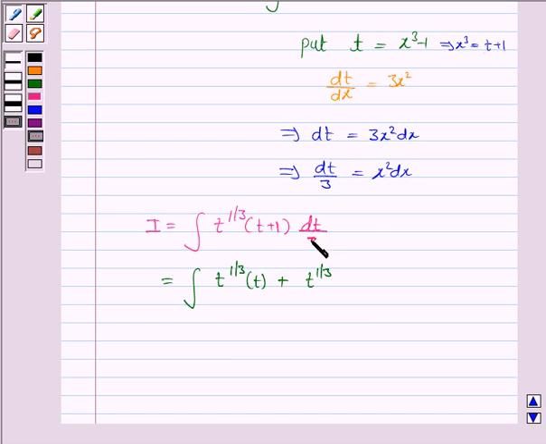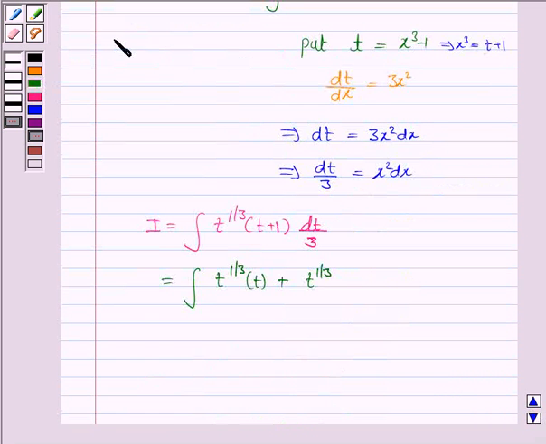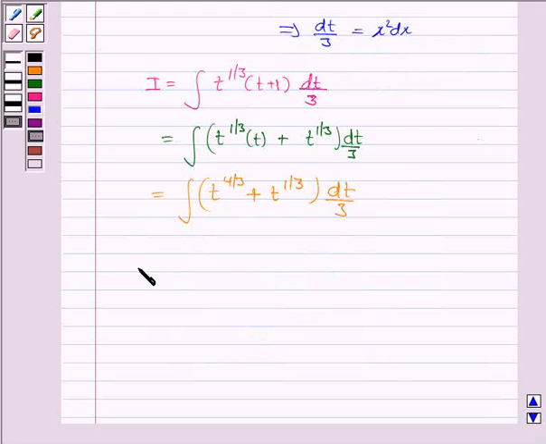by 3, because x square dx is equal to dt by 3, which is again equal to t to the power 4 by 3 plus t to the power 1 by 3 dt by 3, and it is further written as 1 by 3 integral of t to the power 4 by 3 dt plus 1 by 3 integral of t to the power 1 by 3 dt.